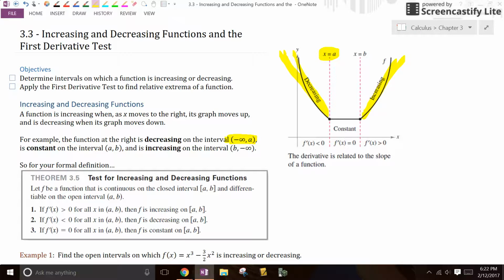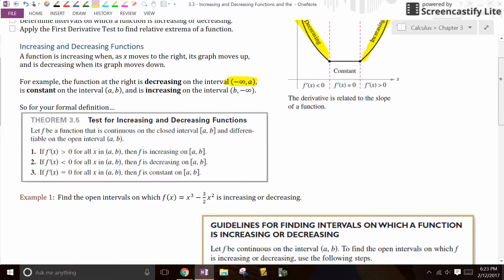And that's all that theorem 3.5 says. It says test the derivative. If you get a positive derivative, then you know the graph is increasing. If you get negative derivative values, then you know it's decreasing. And if it's 0, you know it's constant, like we looked for in the first 2 sections. So that feels pretty comfortable to me.